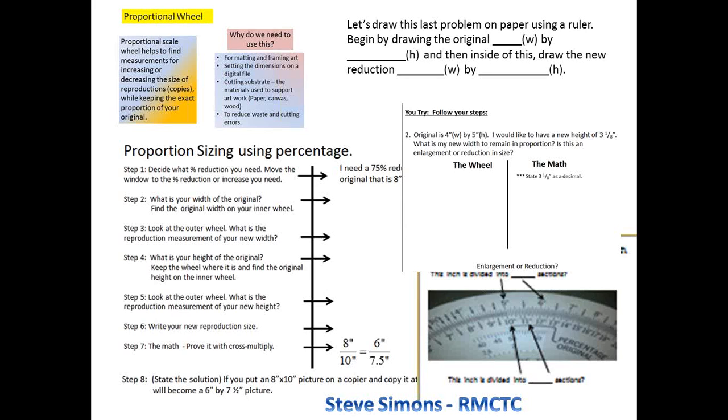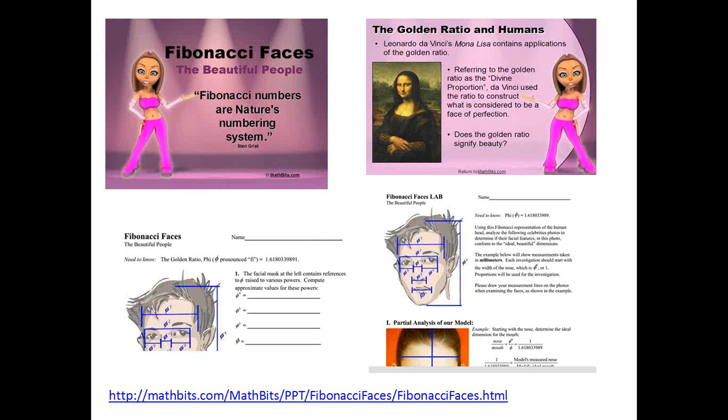When we did this, if you look at the you try, follow your steps, when we looked at the wheel and then did the math on it, the students would say to me, we never knew that this is what this math is used for. We never knew that it related. Just like step 7, showing them the cross multiplying the 8 by 10, and this becomes the 6 by 7.5. They're looking at it as pictures, but really it's a mathematical reduction in size. So we start talking about reductions versus increasing size.